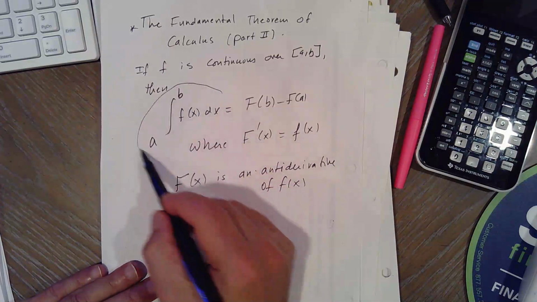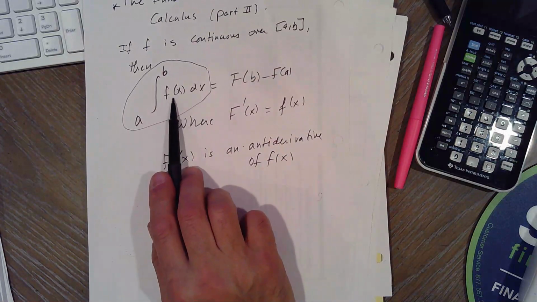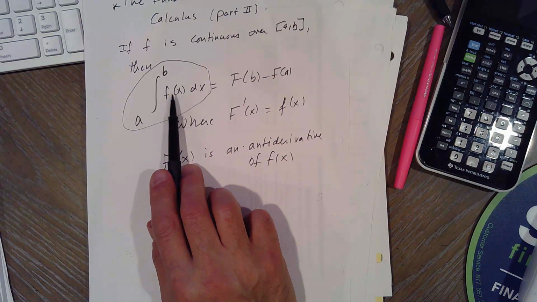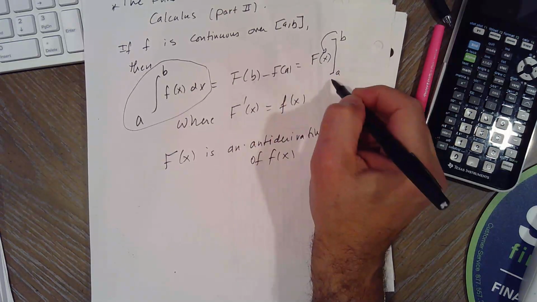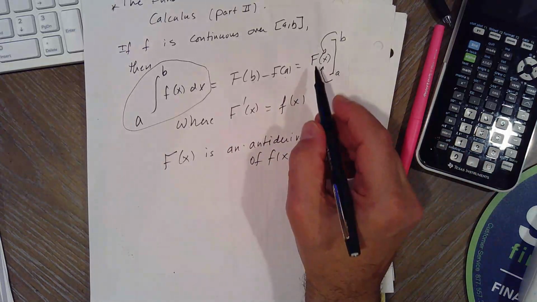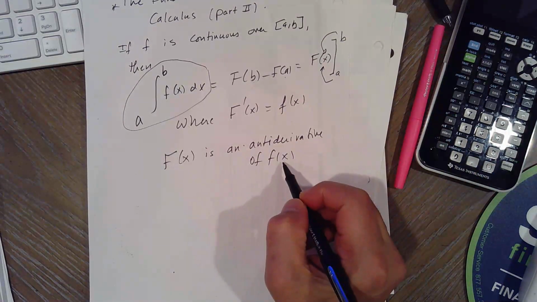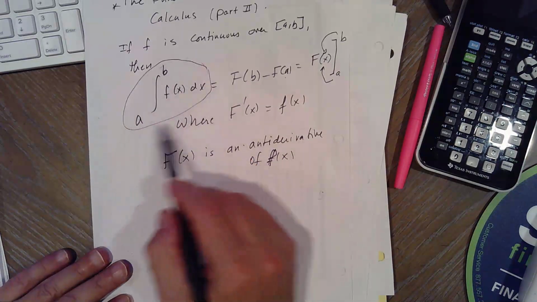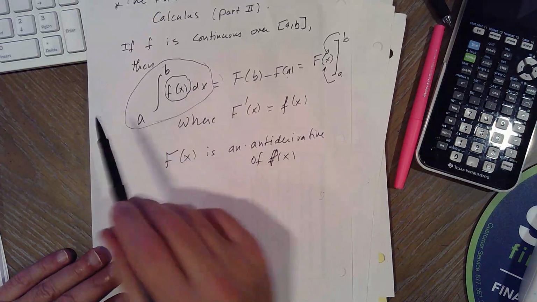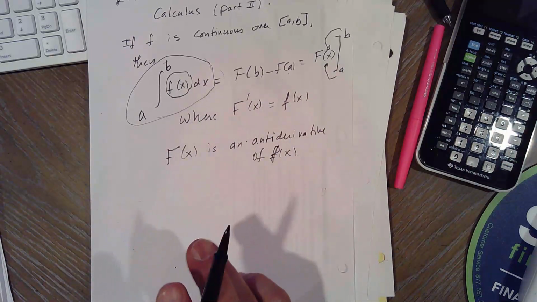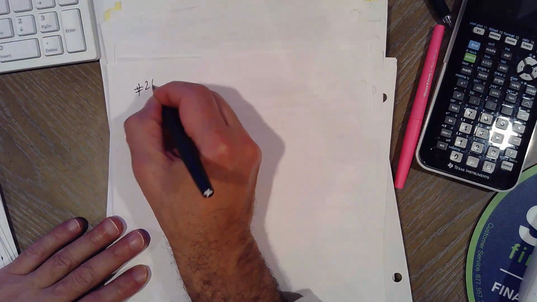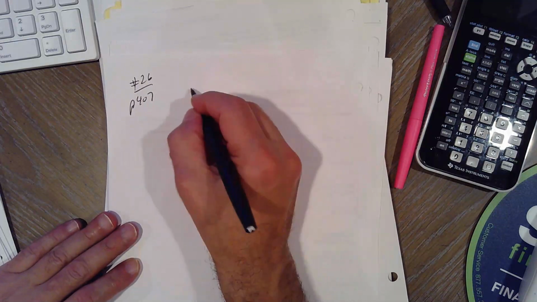So to evaluate a definite integral, all you have to do is find an antiderivative of the integrand and then plug in the upper limit. So basically this is what we're doing: F of x between a and b. You plug in b, you get F of b, you plug in a, you get F of a, and then you subtract, where F of x is an antiderivative of little f of x. So all you have to do to evaluate a definite integral is find an antiderivative. We have all the antiderivative rules, and then plug in the upper limit, plug in the lower limit, and then subtract. Let's practice it. Number 26, page 407. So it makes definite integration a lot easier.